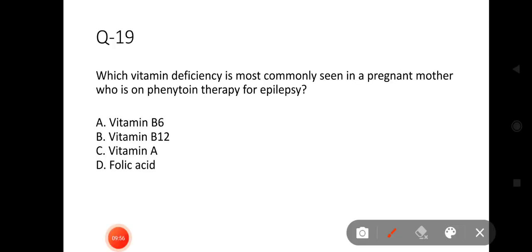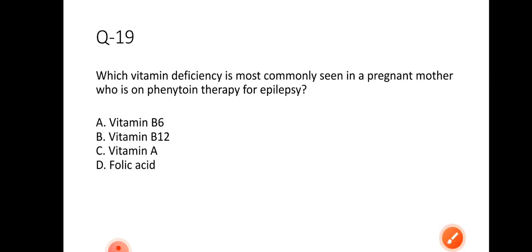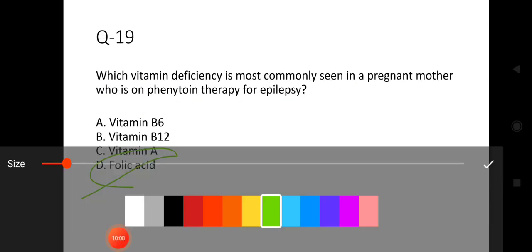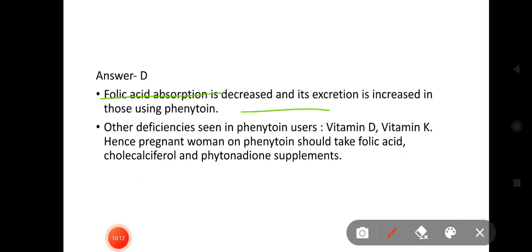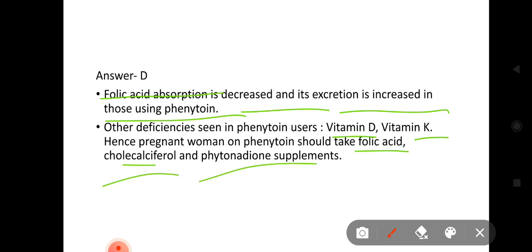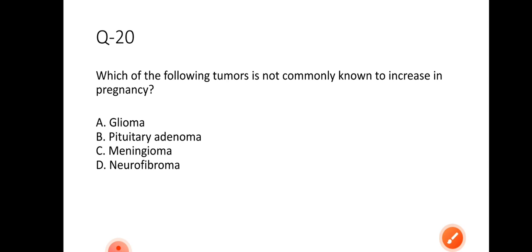Next question, which vitamin deficiency is most commonly seen in a pregnant mother who is on phenytoin therapy for epilepsy? It is folic acid. About folic acid, absorption is decreased and its excretion is increased in those patients who are on phenytoin. Another deficiency seen in phenytoin users are vitamin D and K. Hence, pregnant women on phenytoin should take folic acid, cholecalciferol, and phytonadione supplements for vitamin K.